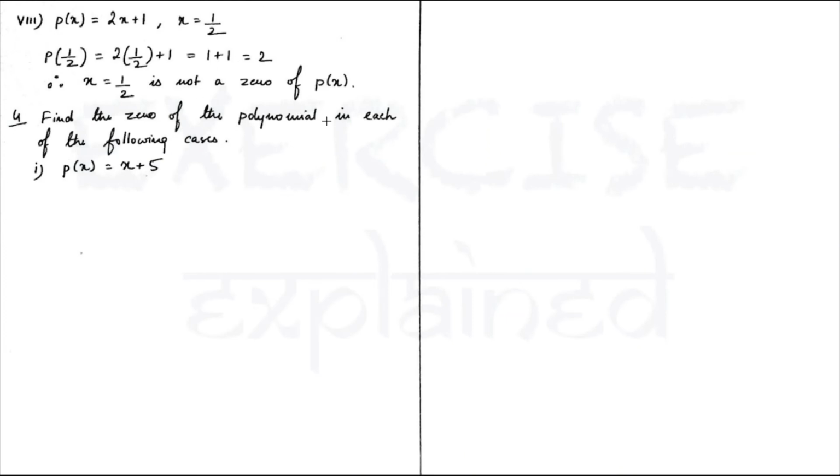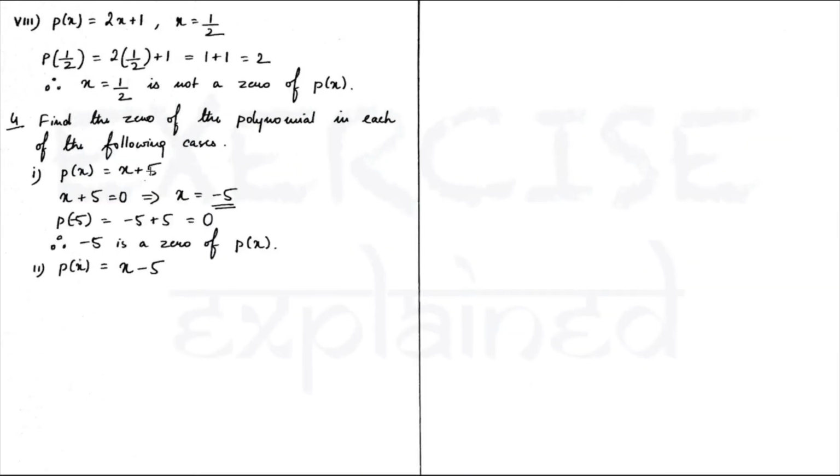Find the 0 of the polynomial in each of the following cases. p of x is equal to x plus 5. So what we need to do is we need to equate this polynomial to 0. You can see here I've written x plus 5 is equal to 0. So x is equal to minus 5. If you do till here, it's fine. I have just checked it again. So p of minus 5, I substitute minus 5 here. So we get minus 5 plus 5. So that is equal to 0. Therefore, minus 5 is a 0 of p of x.